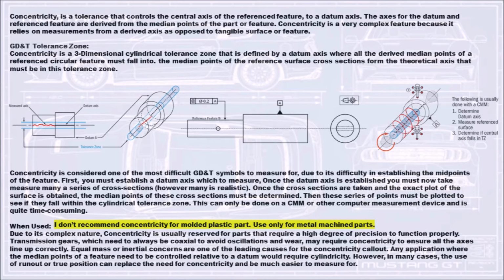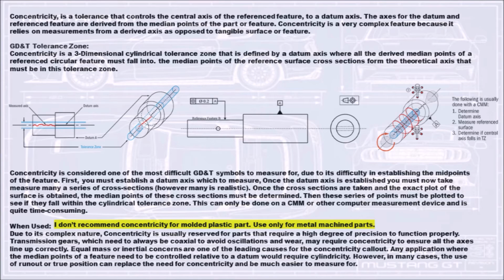When used, I don't recommend concentricity for molded plastic parts. Use only for metal machined parts. Due to its complex nature, concentricity is usually reserved for parts that require a high degree of precision to function properly. Transmission gears, which need to always be coaxial to avoid oscillations and wear, may require concentricity to ensure all the axes line up correctly.